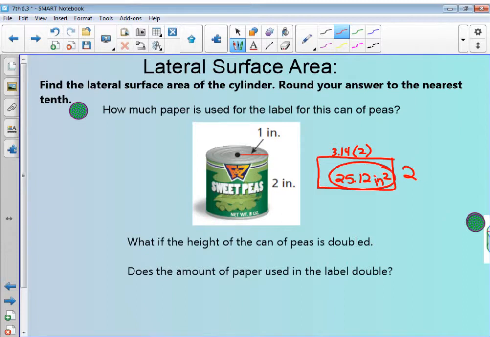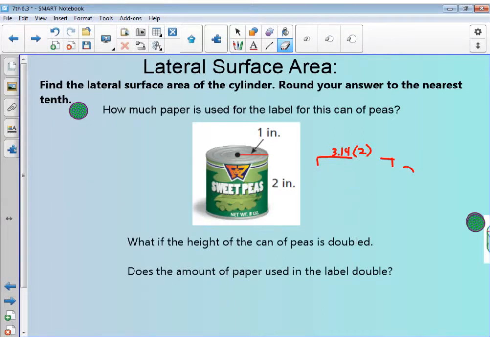Okay, so for that label, you should have gotten 25.12 inches. Okay, 3.14 times 2, and then you take that answer times, I don't think I have that right. No, I don't. I accidentally doubled it. This should have been 3.14 times 2 times 2, which gave me 12.56. I accidentally was writing out part of my answer, or I was mixing my two things together.